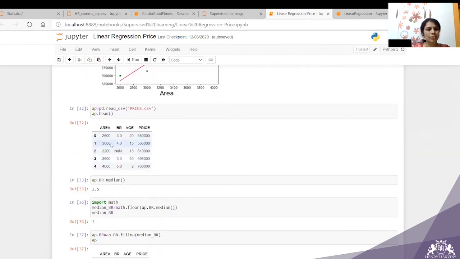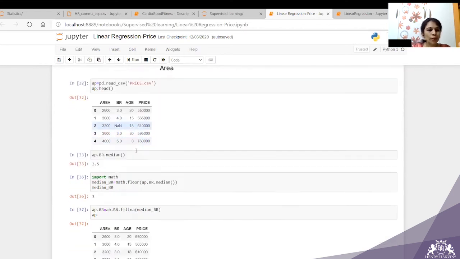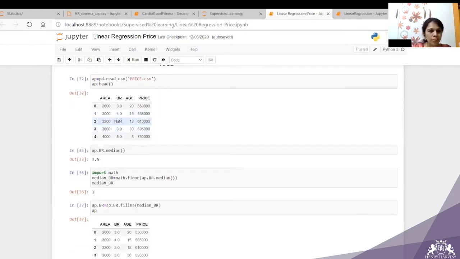Similarly, I have done it with multiple variables: area, bedroom, age, and then price, right? What I have done here is a small example, just to help you understand. Okay, so here NaN means there is one missing value, right? There is one missing value in my data set, in my CSV file. That's why it is saying there is a NaN.